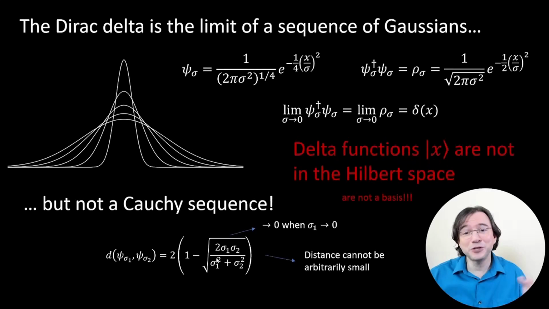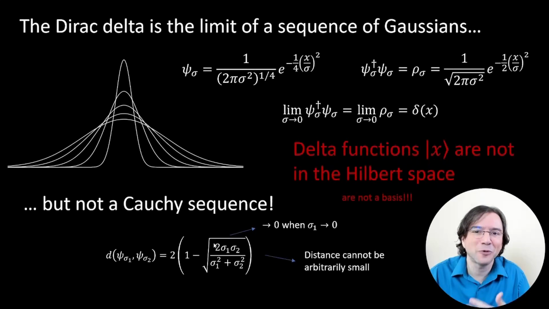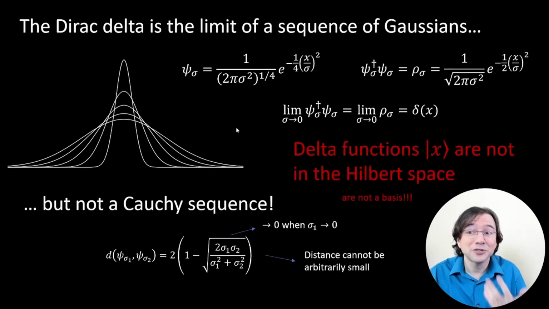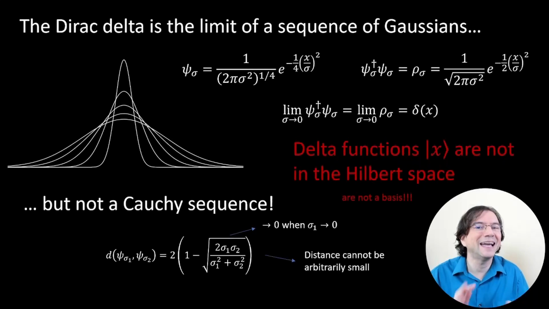So as we shrink, the distance remains locked and remains greater than any possible r that we might choose. So the distance cannot be made arbitrarily small. So this is not a Cauchy sequence. The Dirac delta, the eigenstate of position, is not in the Hilbert space, right? So talking about the inner product between eigenstates of position and everything is a little bit ill-defined in the Hilbert space. You need something else.